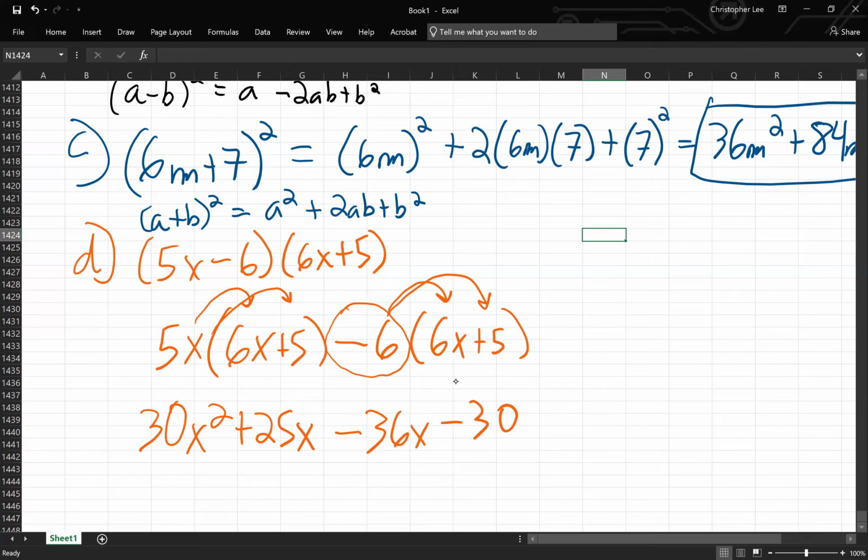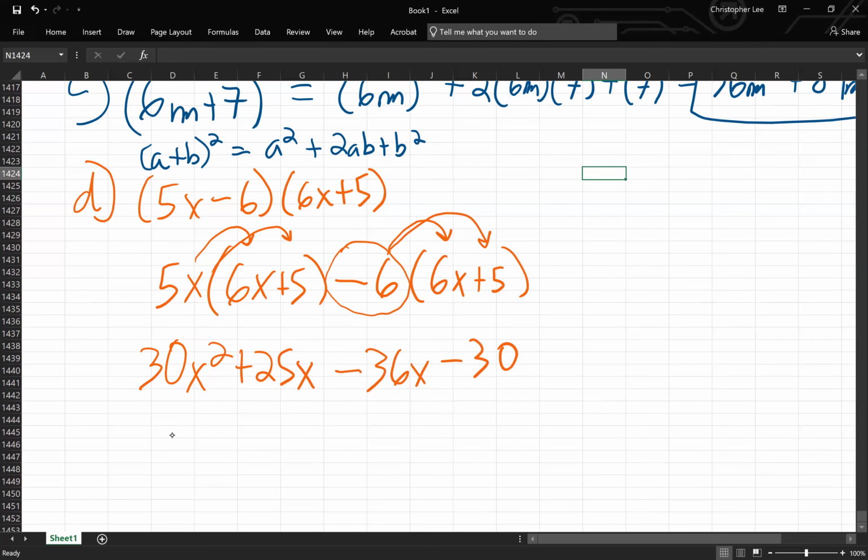Here's the hard part. Combine like terms. It's a fancy way of saying add, right? So this is going to be what? 30x squared. Oh boy, how we going to do this now? What's that, like negative 11, something like that? Negative 11x minus 30. And then that's it.